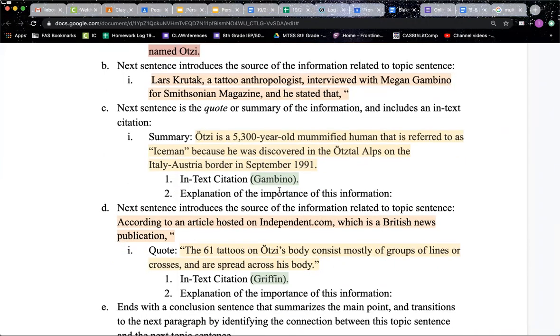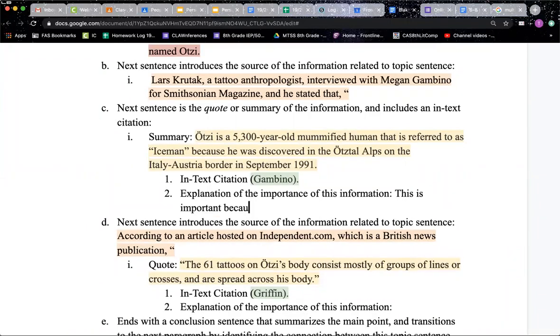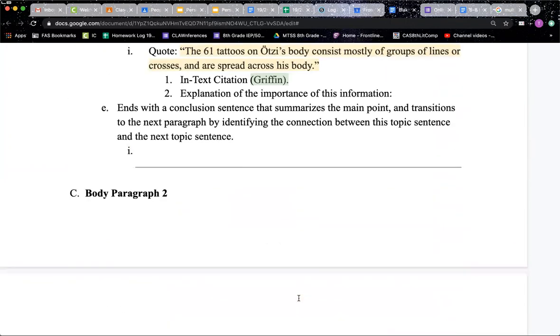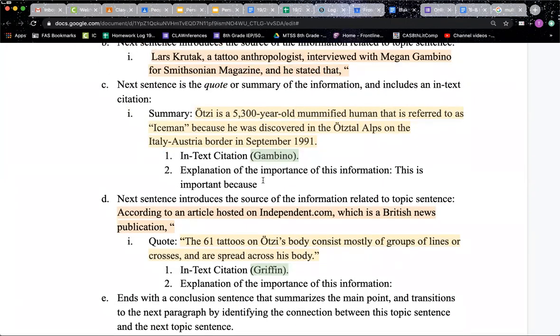So on this number 2 slot, I need to explain the importance of this information. And I'm going to use the sentence starter. This is important because, and the important thing to me is how old he is. 5,300 years old goes back to the Copper Age. And that's something that I found in one of my other articles. I was going to look at it, but I don't really need to. So this is my important part. This is why I included this quote.